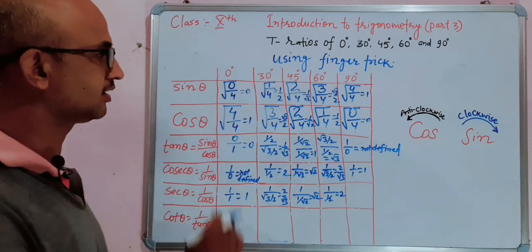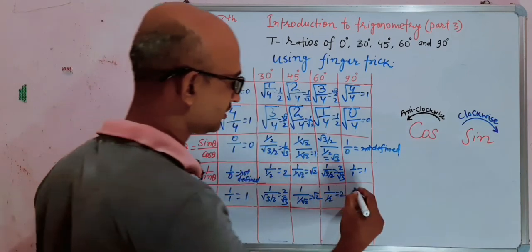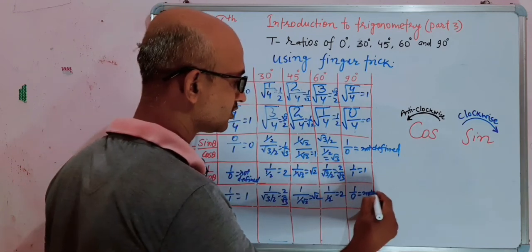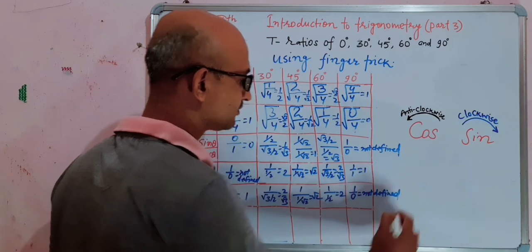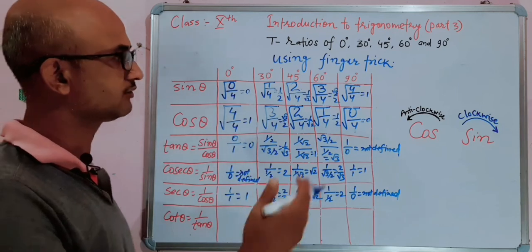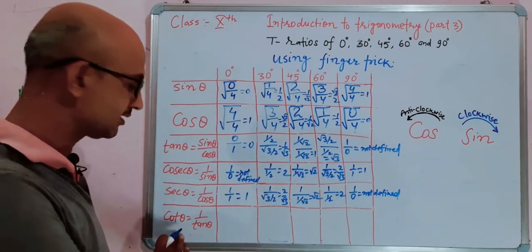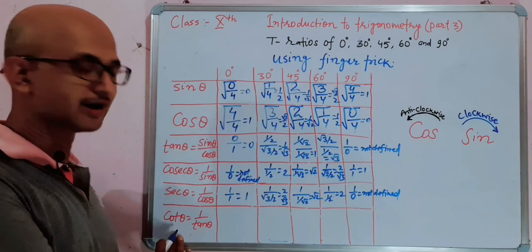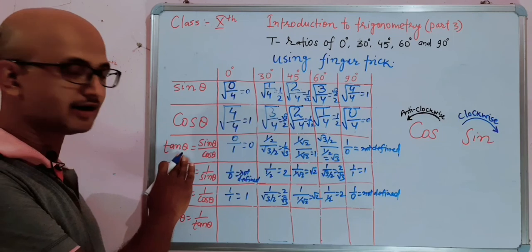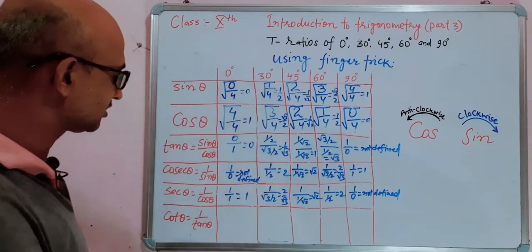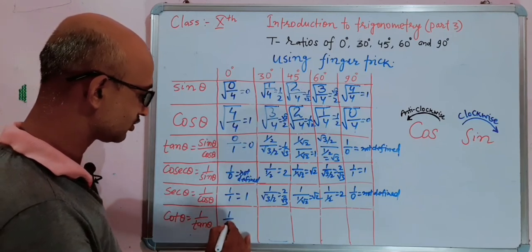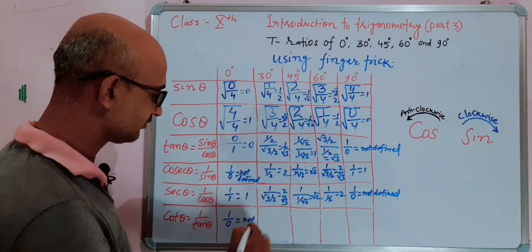And sec 90, it is reciprocal of cos 90. And reciprocal of cos 90 is 1 by 0, that is not defined. In this way, we get the values of sec of 0, 30, 45, 60 and 90. And at the last, we find cot. And since cot is reciprocal of tan, and we have got value of tan, now find their reciprocal. On finding their reciprocal, we get cot 0, that is reciprocal of tan 0, means not defined.